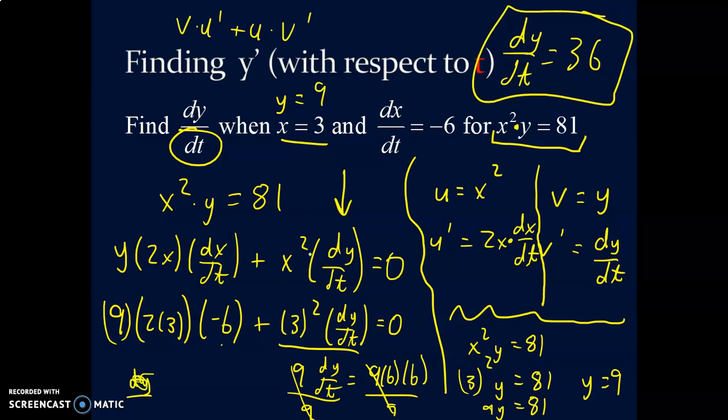So again, I had to implicitly differentiate. I used the product rule, and then I had to go back to the original equation to find the y value that corresponded with the x value that they gave me on this problem.